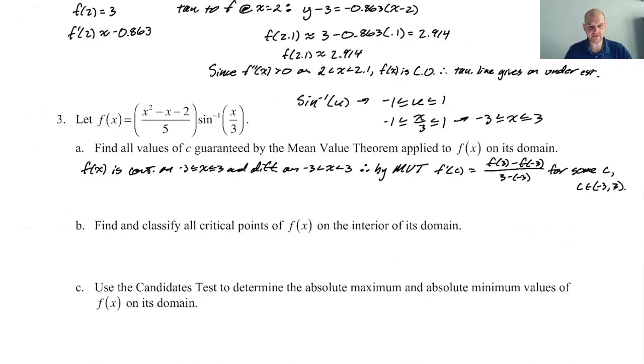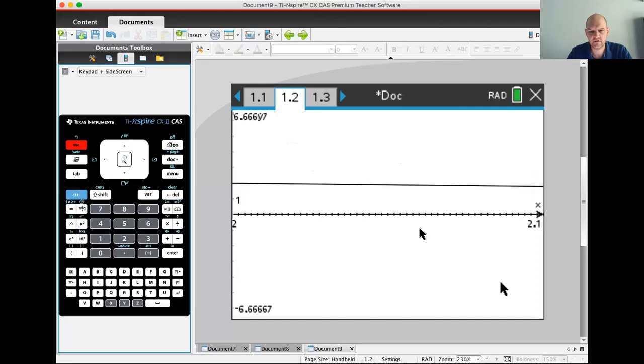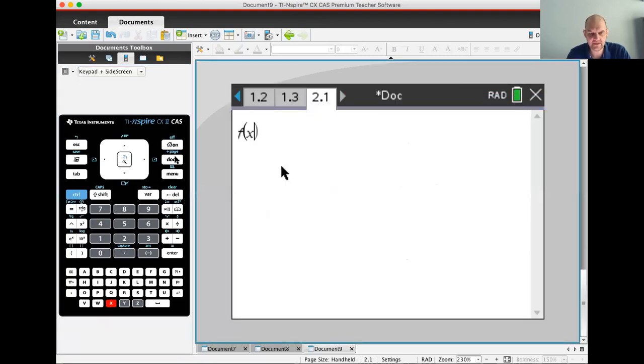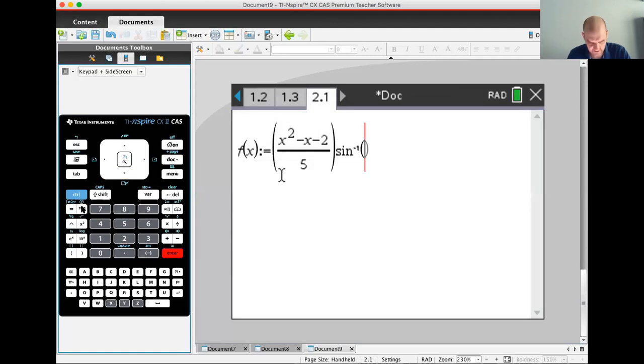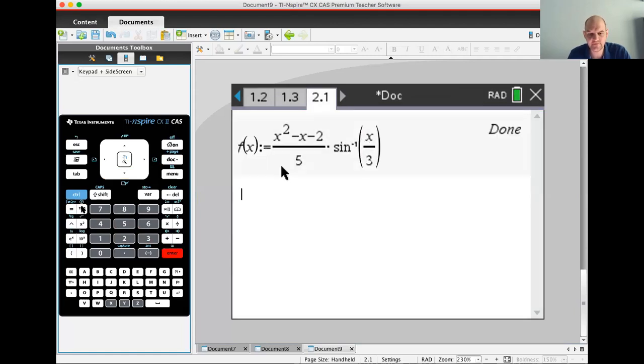So we're going to store the function and kind of go from there. So let's see. Share a calculator. I'll do a new problem, doc 4.1. f of x is the quantity x squared minus x minus 2 over 5, and then arcsine is in the trig. I'll use that button, trig button, one down, arcsine of x over 3. Okay, so what are we doing? I'm going to try to do it in one shot.